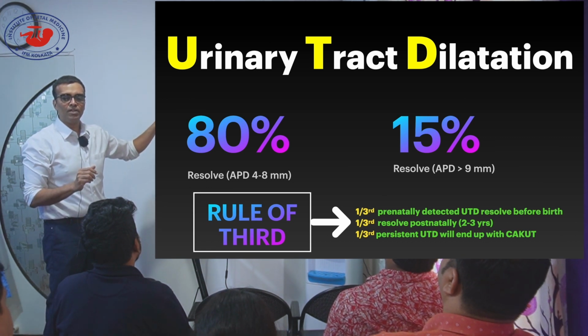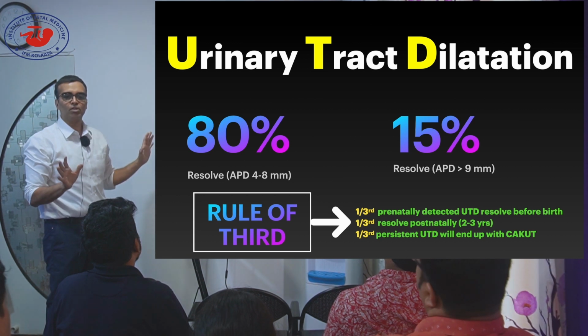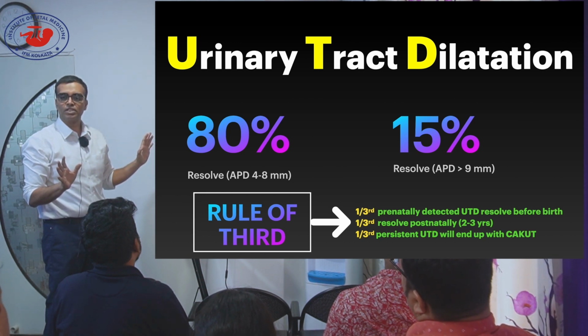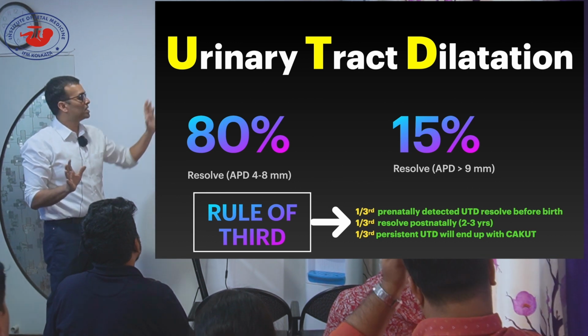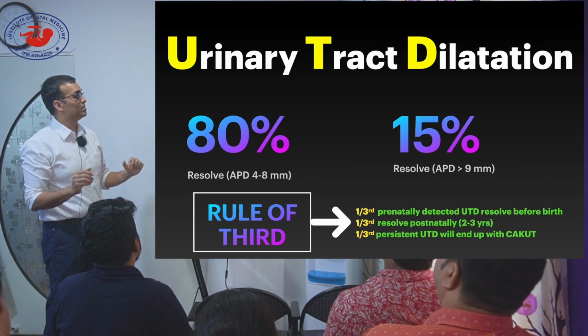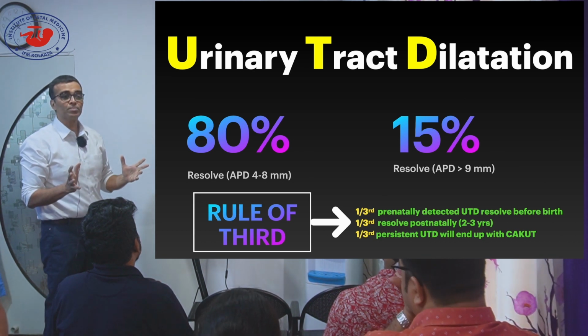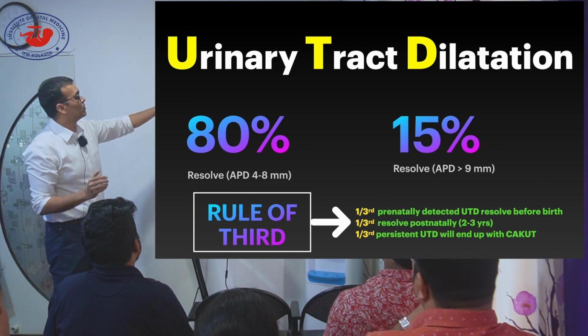So this is the data, like when you are counseling the patient, when scanning, you have to tell them if it is up to 8, most of them resolve. They are physiological, transient. But once it is more than 9 millimeter, the chances are only 15% will resolve. So you have to tell. And what is the rule of thirds?